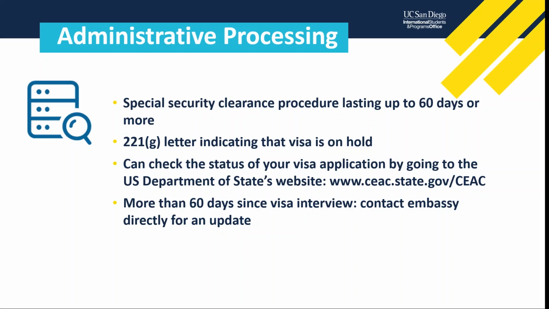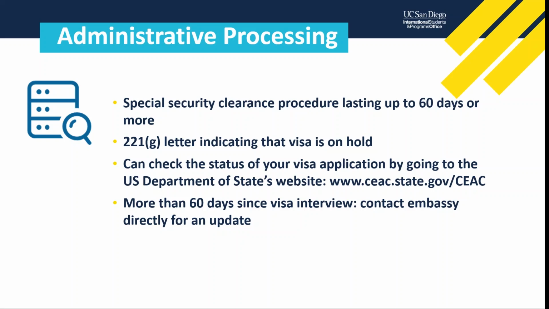You should receive a 221G letter from the consular officer indicating that your visa application is on hold until security clearances can be made. You may or may not be asked to follow up and submit additional support documents for your application to be reviewed and processed. If you do not receive a 221G letter at your interview and you believe your application is being put through administrative processing, be sure to follow up with the U.S. Embassy or Consulate directly. You may email or call them directly.